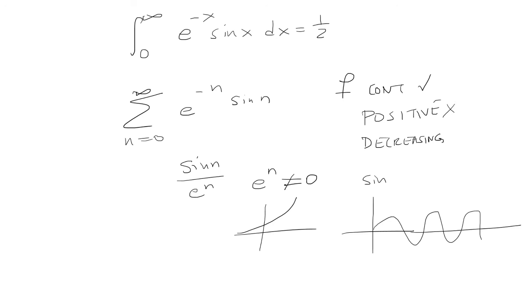And because sine alternates between positive and negative, it's not always going to be decreasing. It could increase. So it could go from a negative value to a positive value, and that would show that it's increasing. So 2 out of the 3 conditions are not met, thus we cannot use the integral test.